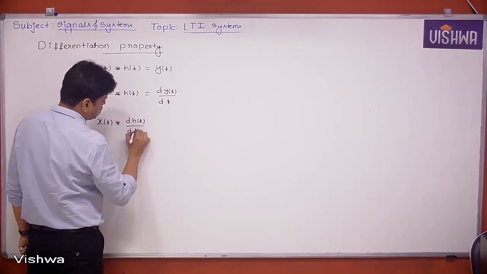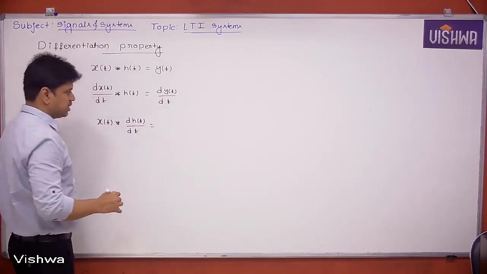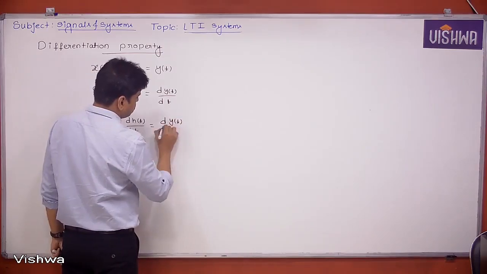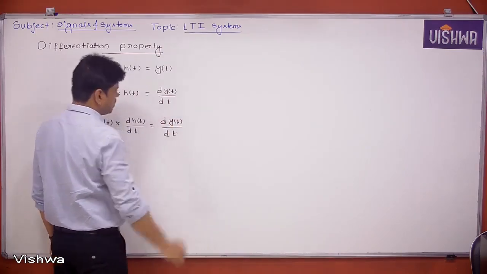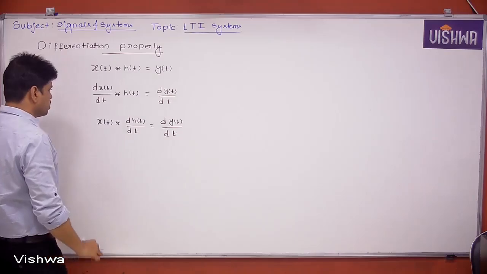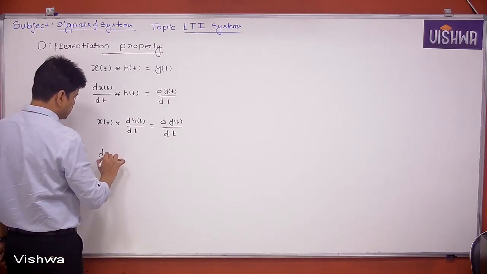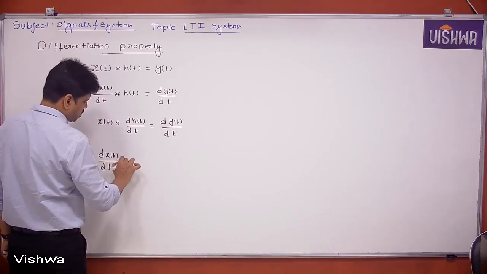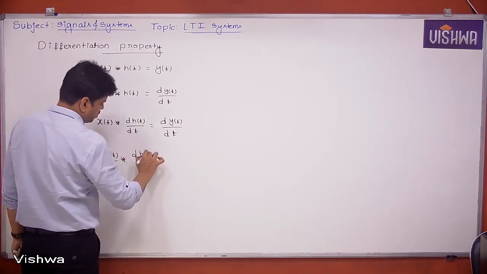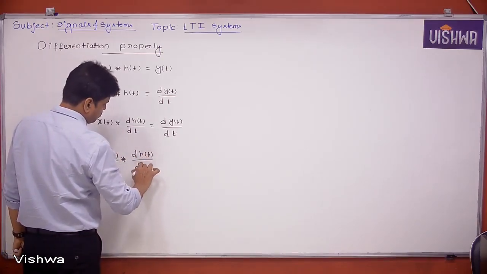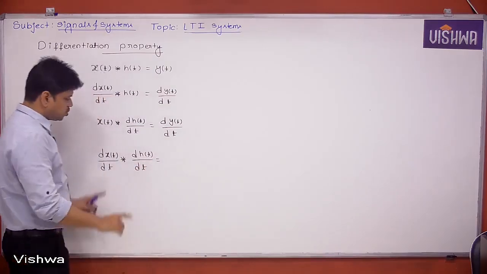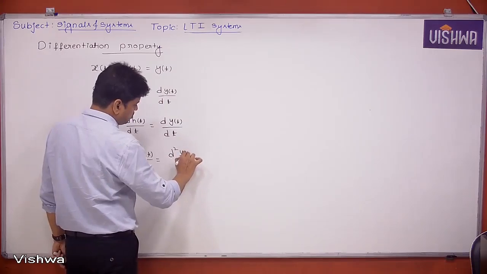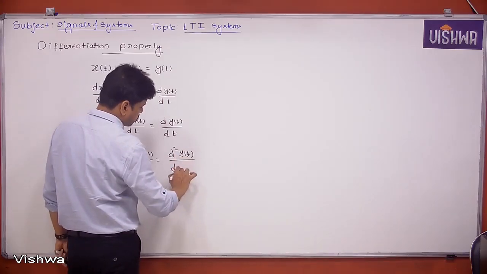I told you convolution doesn't know which is system, which is signal. Then this is going to be dy of t by dt. Suppose if I do the differentiation of both the signals, x of t convolution with dh of t by dt, what is it going to be? So 2 times differentiation, then we have to get d square y of t by dt square.